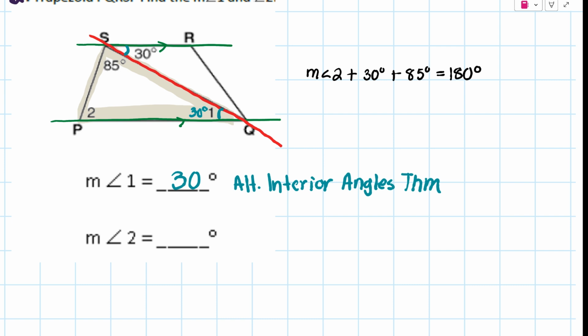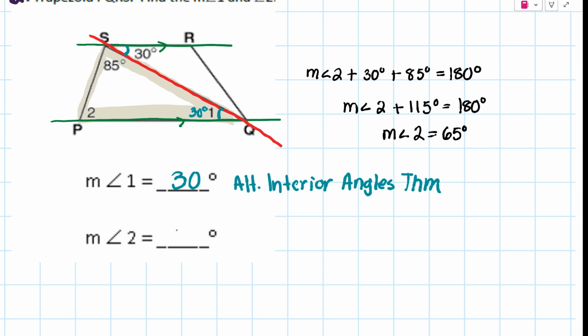And then we combine like terms, we do inverse operations, and then we find out what the measurement of angle 2 should be. So when I add those three angles, the sum is 180 degrees. There I showed you the whole process. So then we would subtract 115 from both sides, and we would get that angle 2 equals 65 degrees.